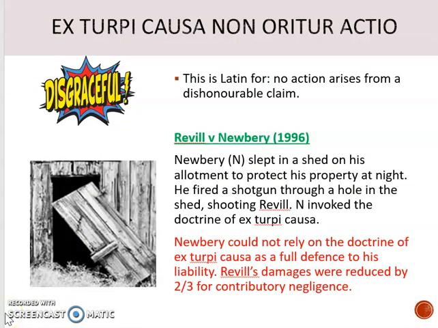And I think it's useful at this point just to remind you of the case of Revel and Newbury. I mentioned it at the start. We looked at this in occupiers' liability. This case shows quite nicely that the courts prefer to use contributory negligence than use ex turpi and than use volenti. So in this particular case, Revell's damages were reduced by two-thirds, so significantly, for contributory negligence here, showing that it's a useful defence compared to the older defences.